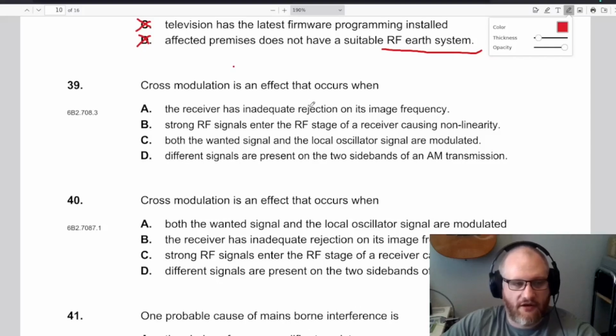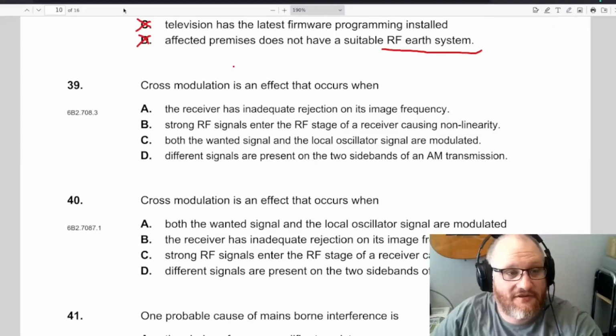We've reached question 39, which reads: cross modulation is an effect that occurs when A, the receiver has inadequate rejection on its image frequency, B, strong RF signals enter the RF stage of a receiver causing non-linearity, C, both the wanted signal and the local oscillator signal are modulated, or D, different signals are present on the two sidebands of an AM transmission.